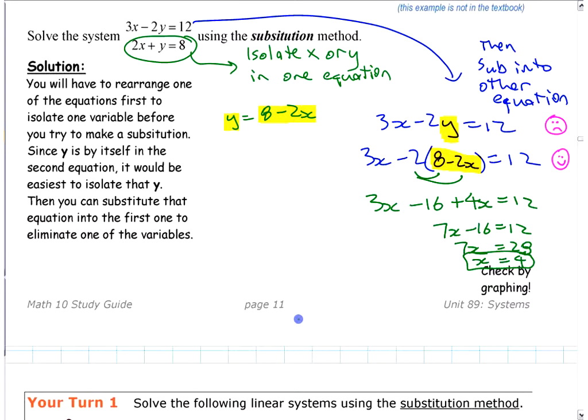Once you get one of the variables, your last step here is go back and find the other variable. Okay, now use this value to find the other variable.